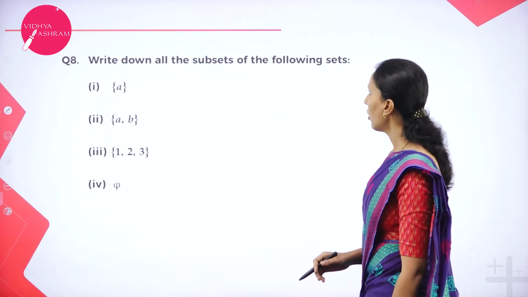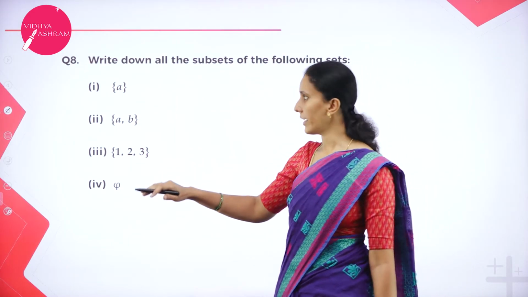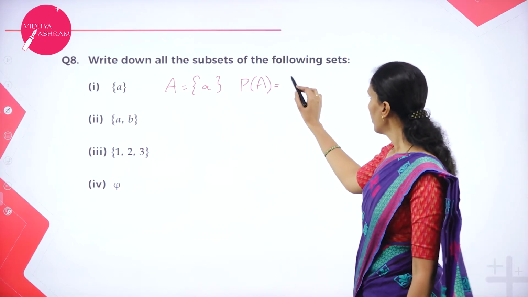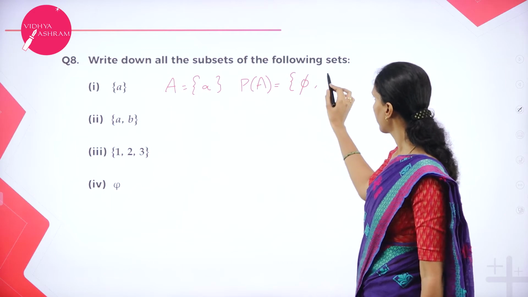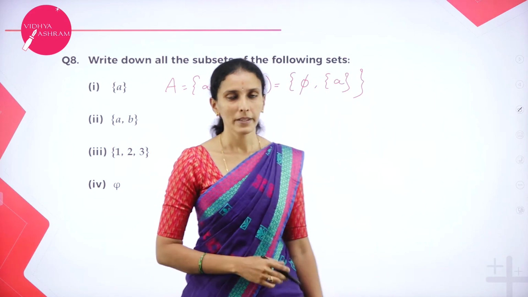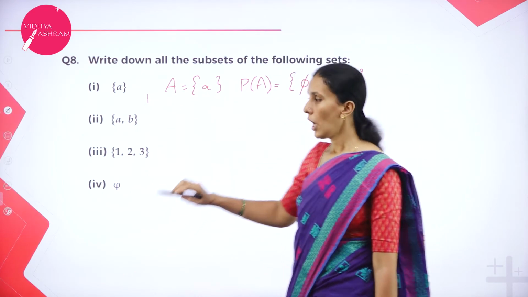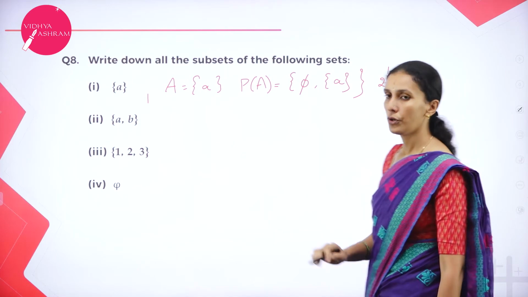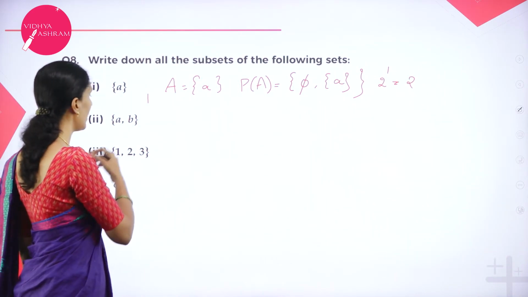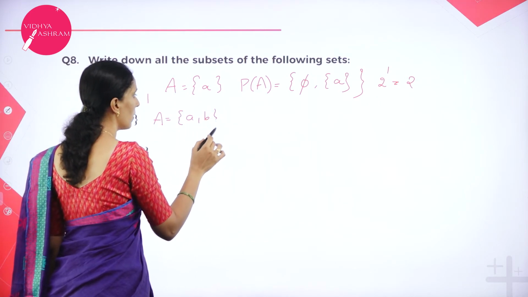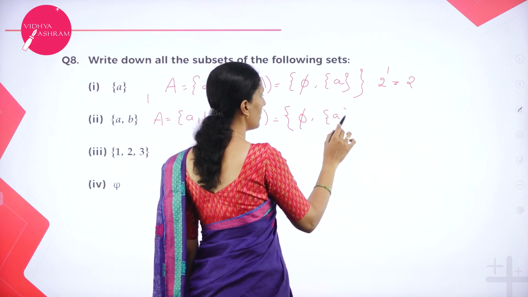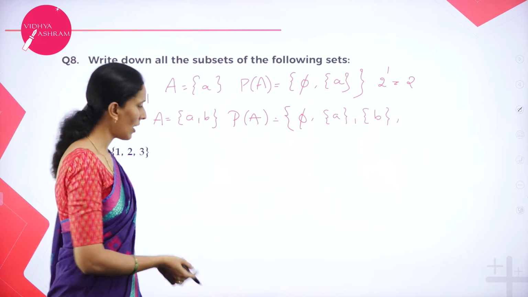I'll take an example. Write down all the subsets of the following sets. Here one set is given, set A. The power set of A is given by, first you write the empty set and also the set A. I cannot write any other elements, so the only elements are 2, the empty set and A. How many elements does A have? 1. So here we have 2 power 1, which is equal to 2. So if you have m elements, then the power set should contain 2 power m elements. Then we have A, B. Suppose I write A is equal to {a, b}. What are the elements in the power set? The empty set and the singleton sets {a} and {b}. Along with that, every set is a subset of itself, therefore I can write {a, b} also.